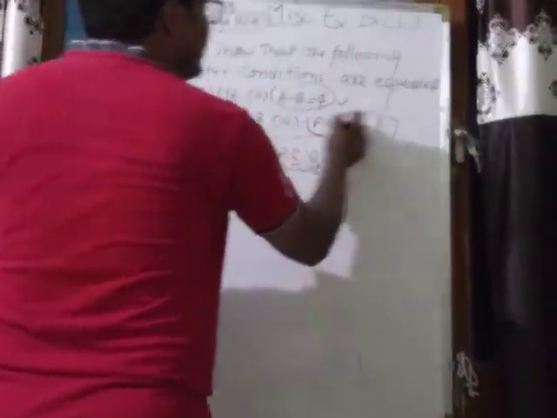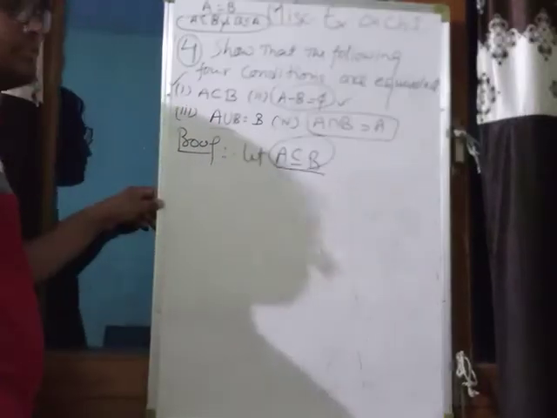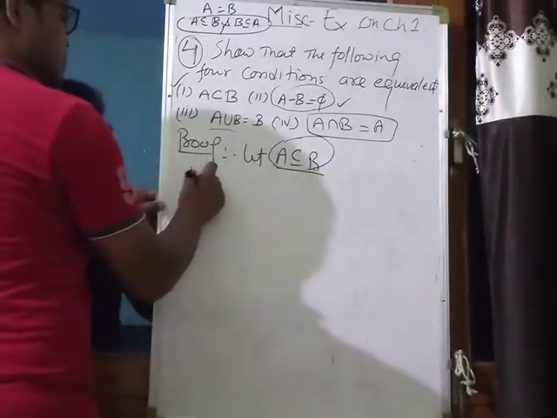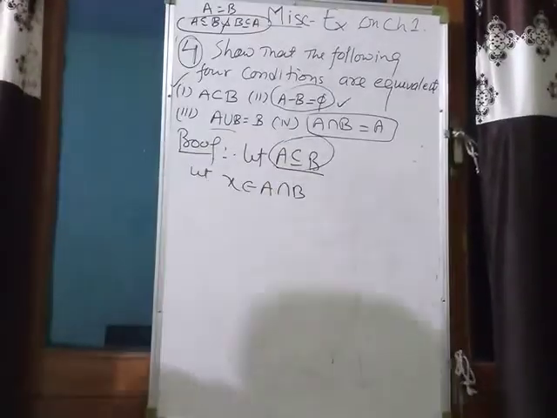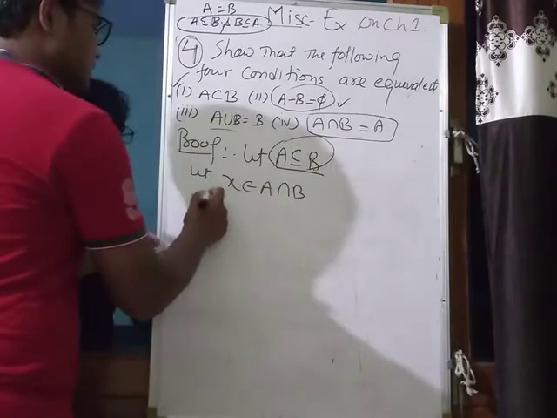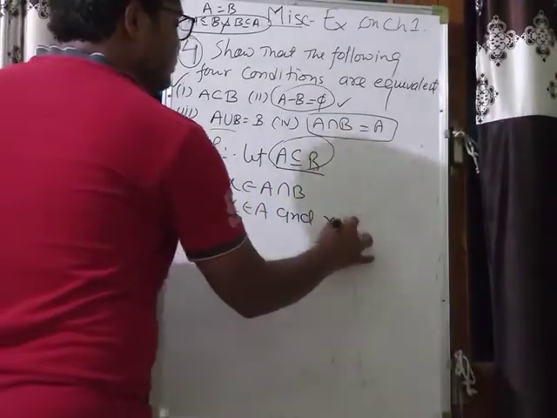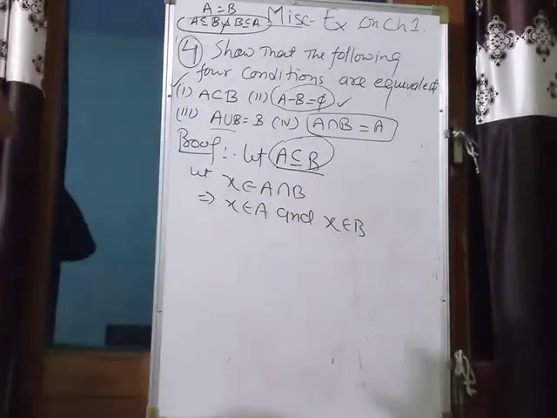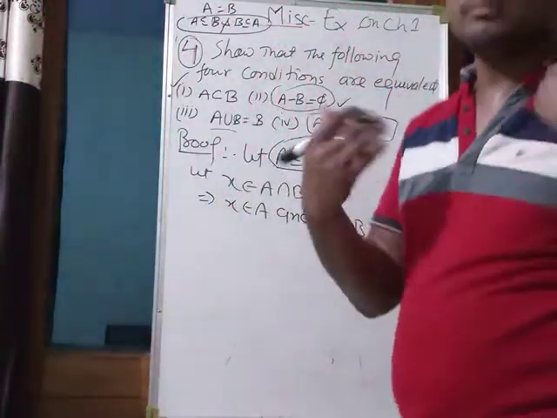इसे शो करने के लिए हमको क्या शो करना होगा? A intersection B is subset of A and A is subset of A intersection B. So let X belongs to A intersection B. Clearly, by the definition of intersection, X belongs to A and X belongs to B. A intersection B में है, मतलब A में भी होगा और B में भी होगा.